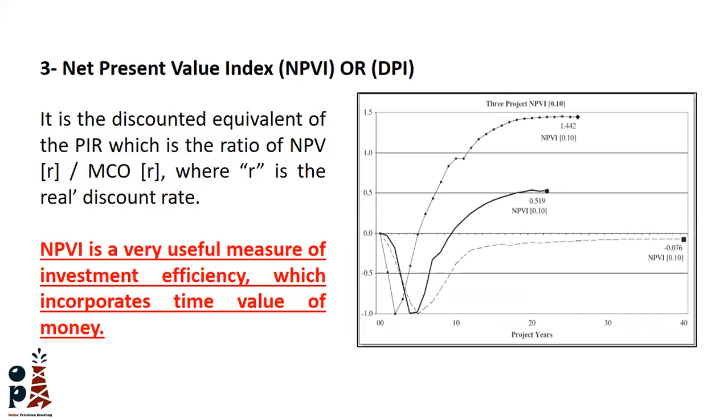The third indicator is called the net present value index. It's like the profit to investment ratio, but with the discounted values for maximum capital outlay and terminal cash surplus. And again, it's a measure of investment efficiency, how much you gain if you spend $1, but with the discount factor.